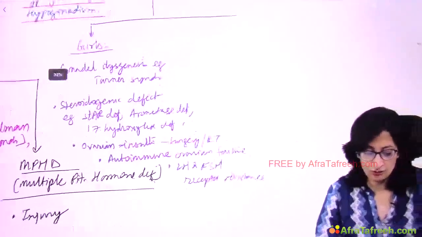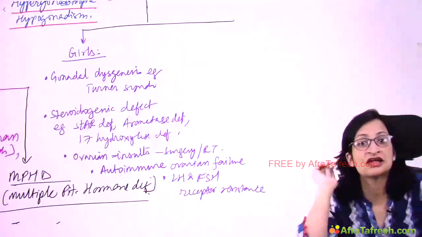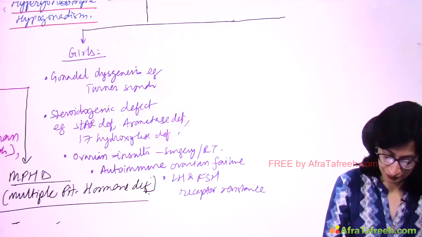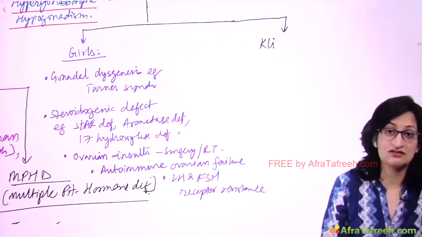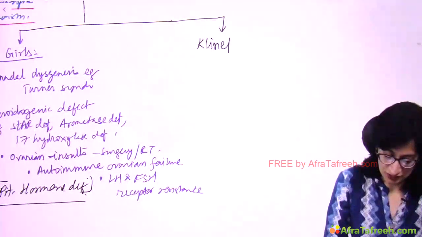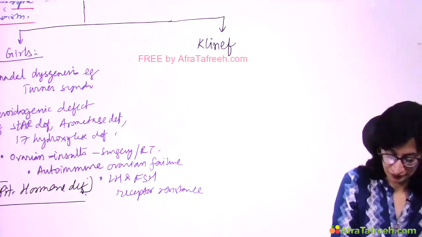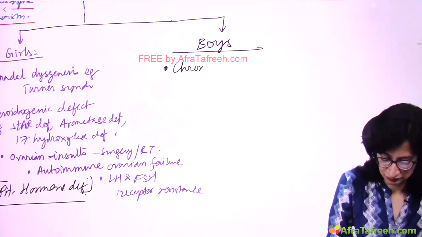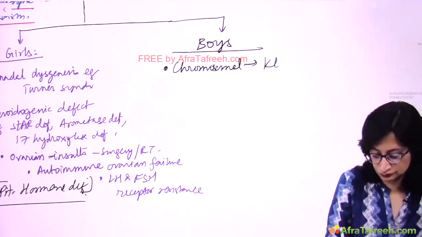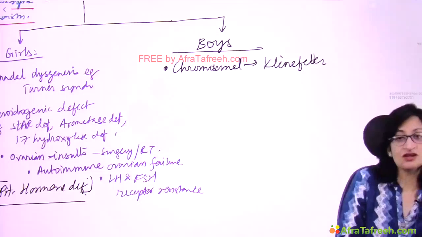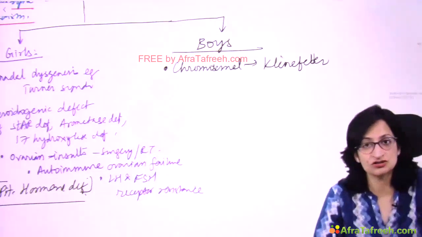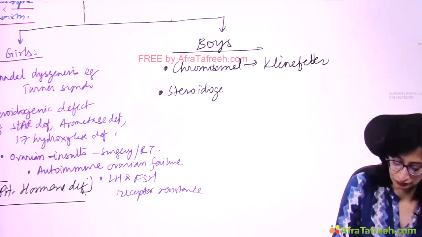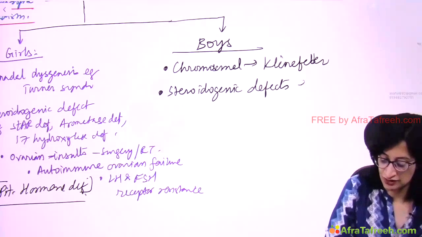Now some important causes in males would include conditions like Klinefelter syndrome, where you get 47 XXY. Because there is a Y chromosome, it is seen in males only. So in boys, you have chromosomal abnormalities like Klinefelter syndrome, and steroidogenic defects like, again, the StAR protein deficiency or 17 alpha hydroxylase deficiency.